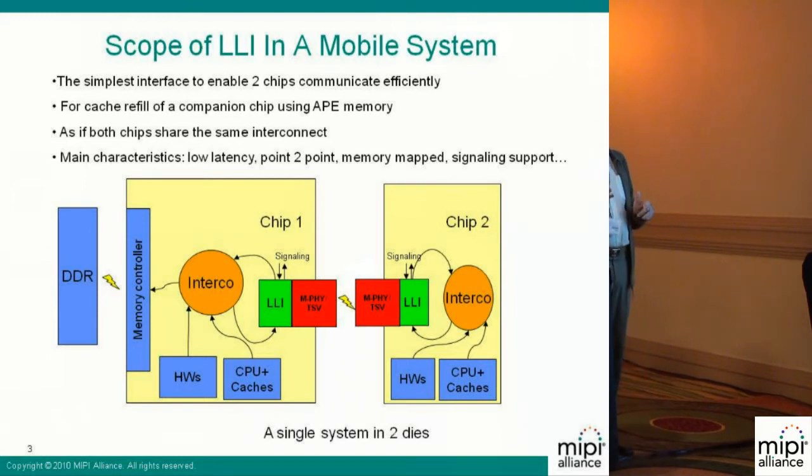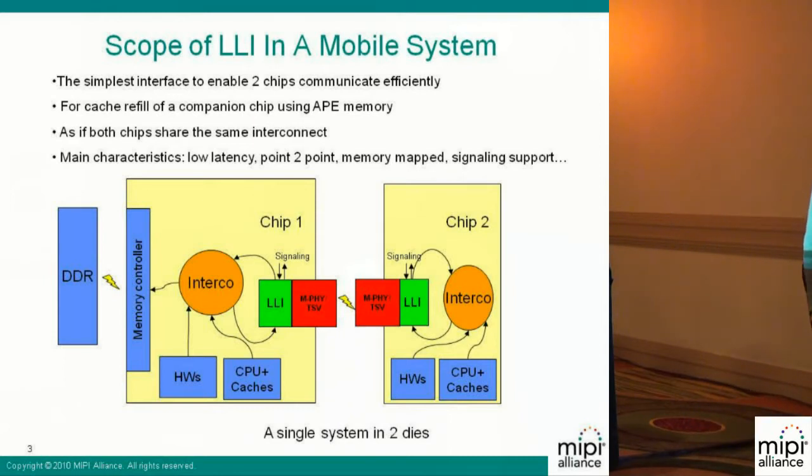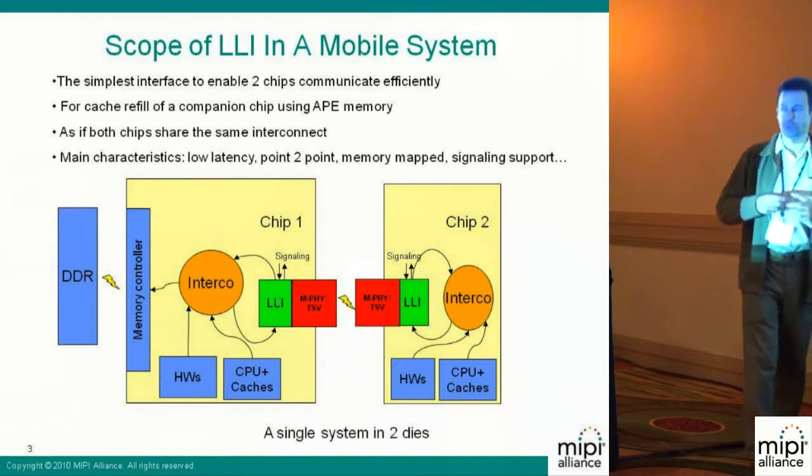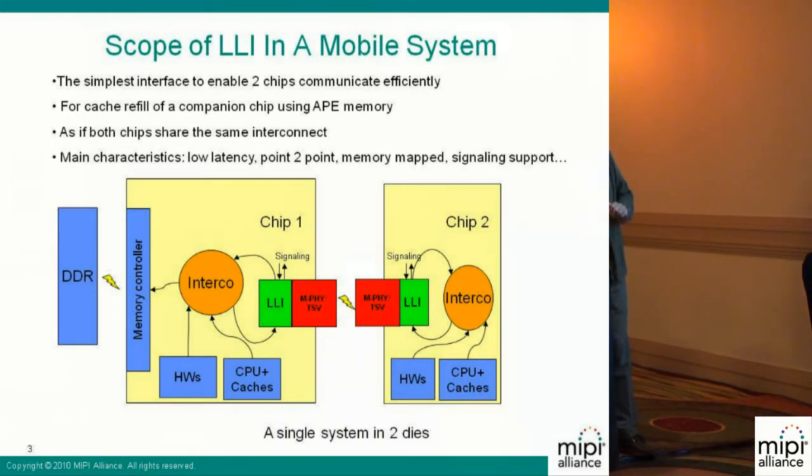So the main characteristic of LLI is for sure low latency, for the reasons that I have explained. It is point to point because an LLI interface can speak only to one other LLI interface. So it is not broadcast, it is just a point to point interface. The other characteristic is memory mapped, for the reasons that I explained.